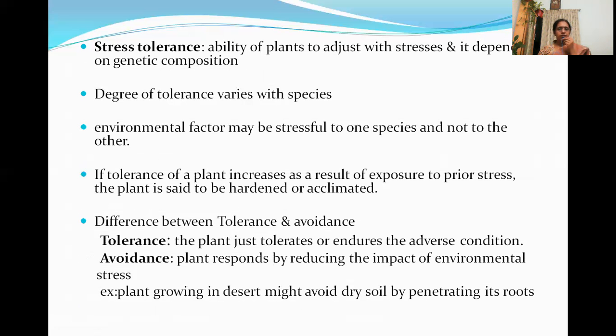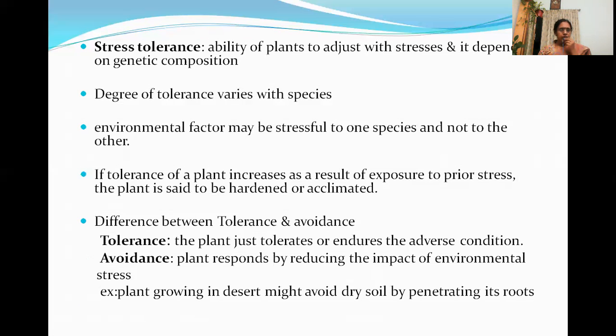Then, how to avoid this stress? Because the stress will be there in the environment almost from time to time, whenever there is a change in the climatic condition of that particular area. If that is the condition, there would not have been any plants on this earth. But there are plants. And why? Because of the presence of some mechanism in the plants to avoid the stress.